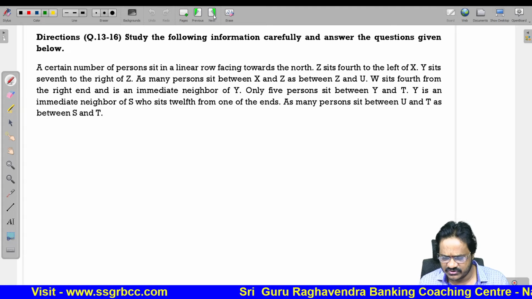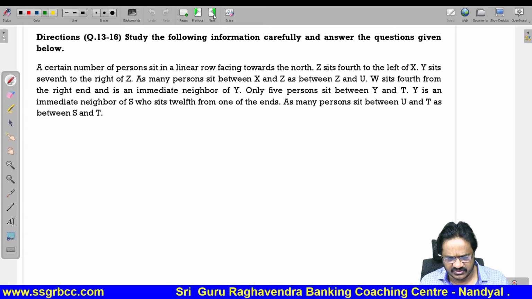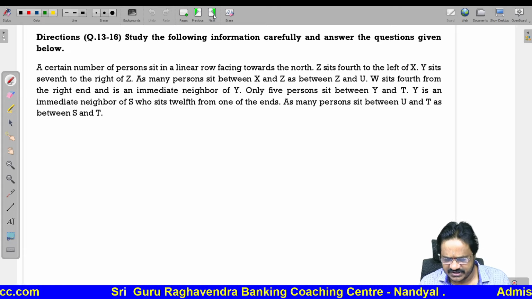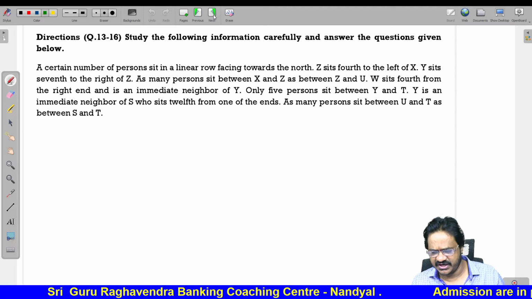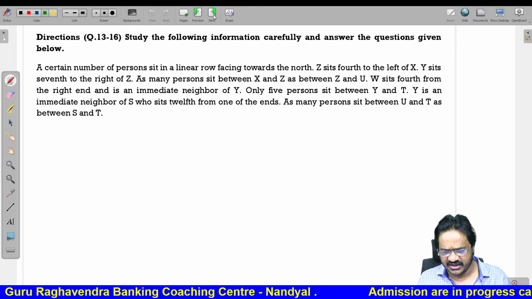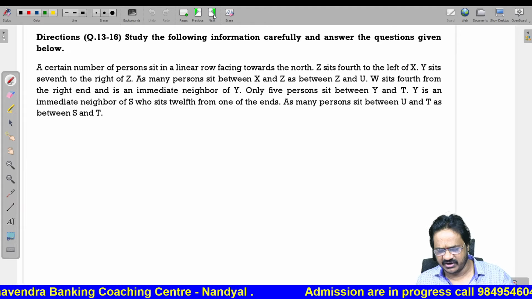Z is 4th to the left of x. Y is 7th to the right of z. As many persons sit between x and z as between z and u. W is 4th from right hand and is having immediate neighbor of y.